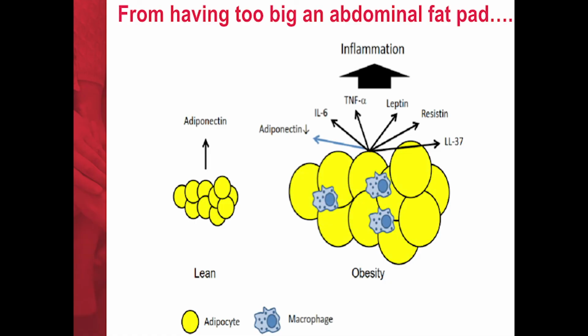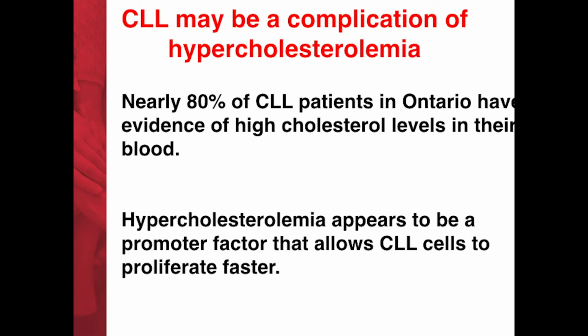One of the ways that being overweight manifests is by having too much of a lipid molecule called cholesterol in the blood. So if you're overweight, you often have high levels of cholesterol in your blood. And we actually think at Sunnybrook that CLL may even be a complication of having too much cholesterol in your blood. We found that nearly 80% of CLL patients in Ontario have evidence of high cholesterol levels in their blood, as compared with a control group of normal, which would be about 25% of patients.